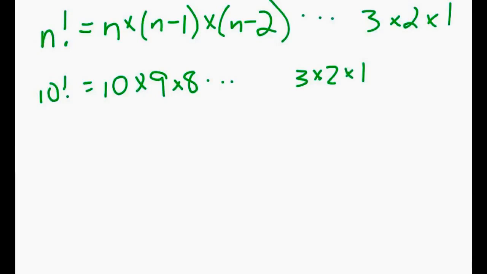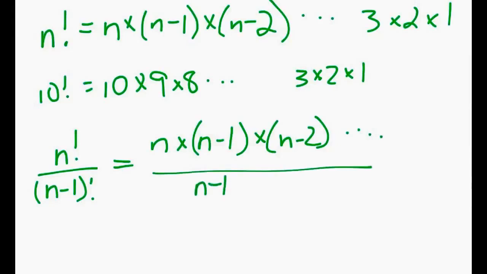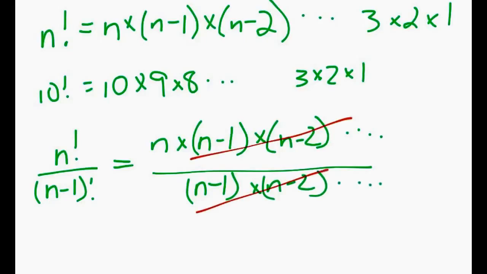So if I gave you a question like n factorial divided by n minus 1 factorial, you can see that this would be n times n minus 1 times n minus 2 and so on. And then on the bottom we'd have n minus 1 factorial would be n minus 1 times n minus 2 and so on. So you can see here all of those would cancel. So our final answer would just be the n left over. So if you do get algebra, they are a little more complicated, but you can always do them the same.